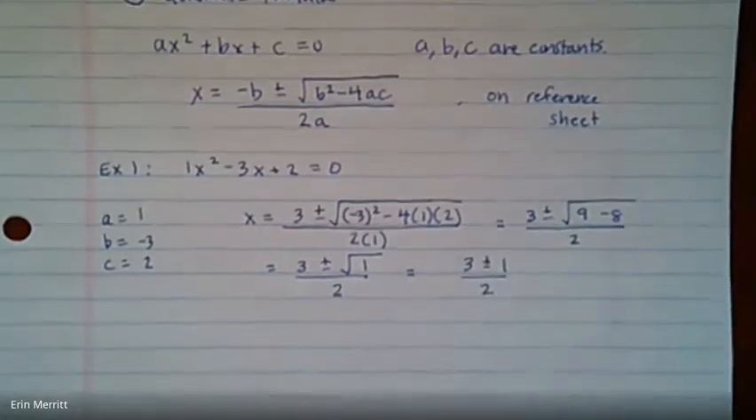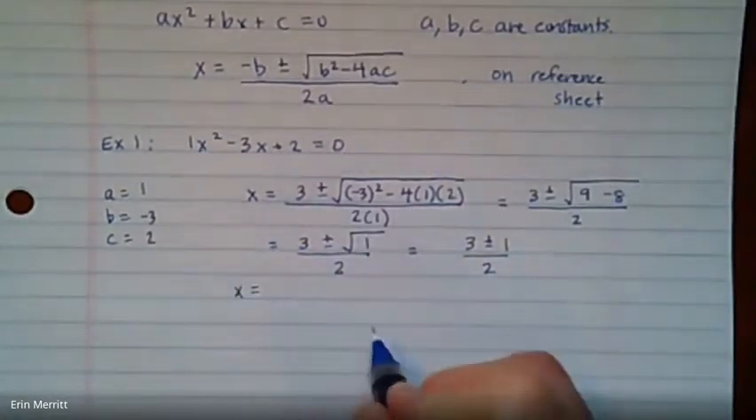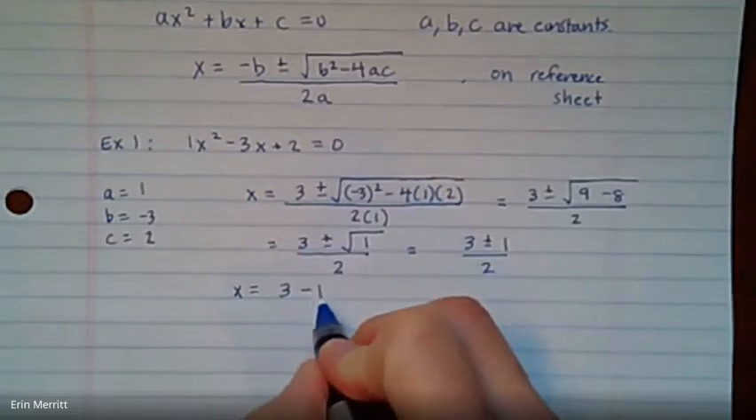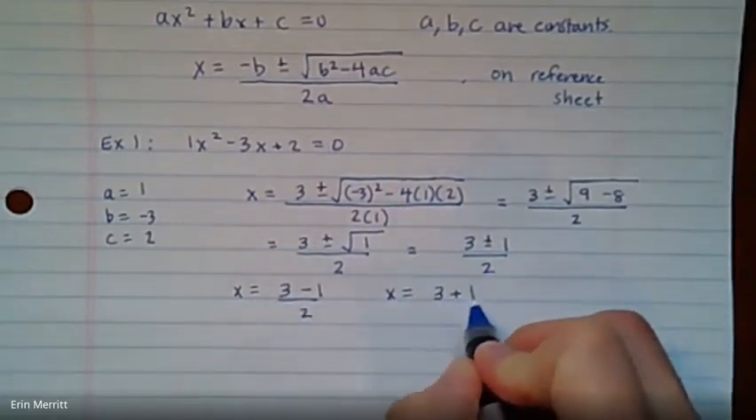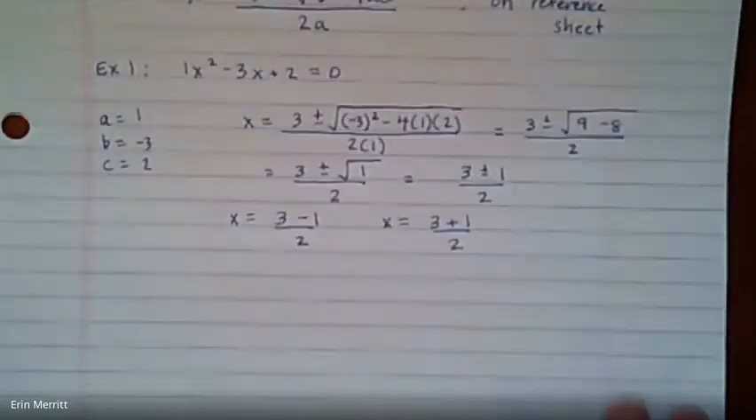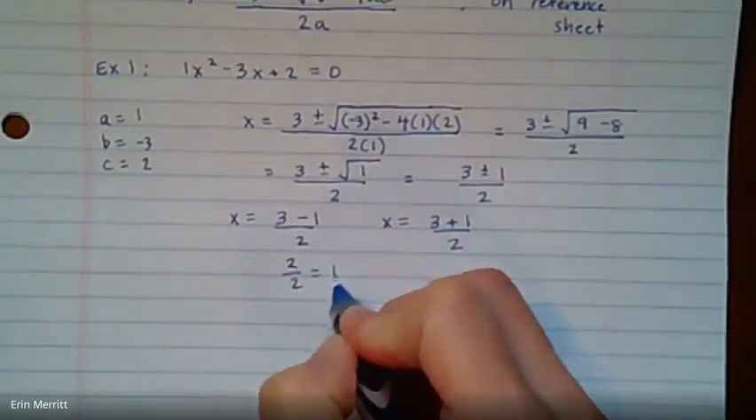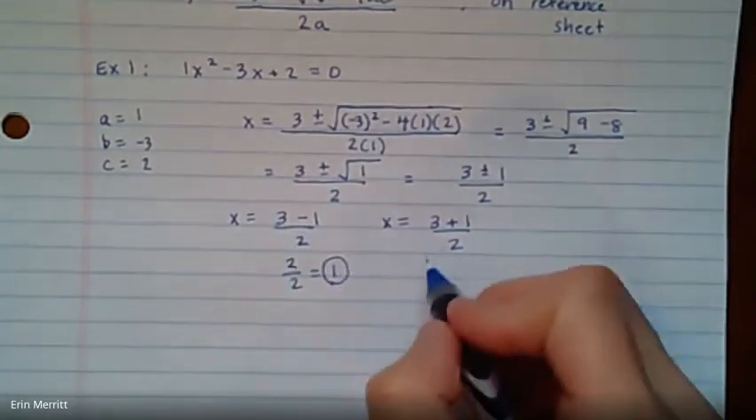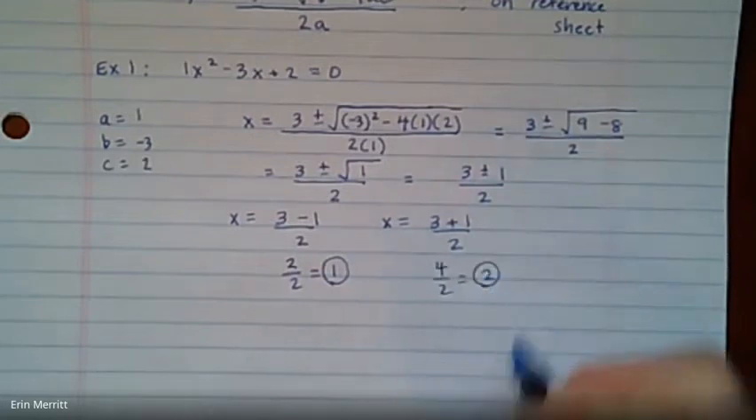So this is going to give us 2 separate values. x is really going to be equal to 3 minus 1 over 2, and x will also be equal to 3 plus 1 over 2. And then you can calculate each of those values separately. So 3 minus 1 would give me 2 over 2, or the first solution would be 1. If I do plus, that would give me 4 over 2. Second solution would come out as 2.